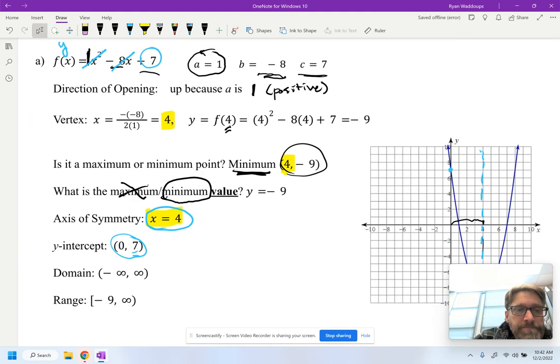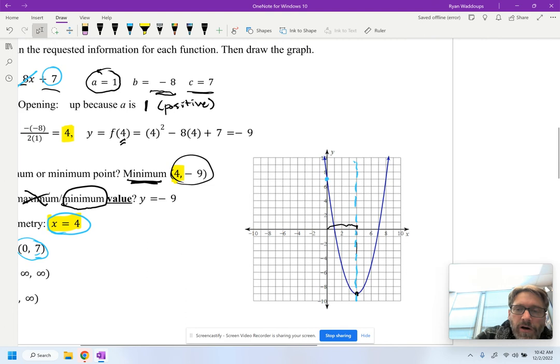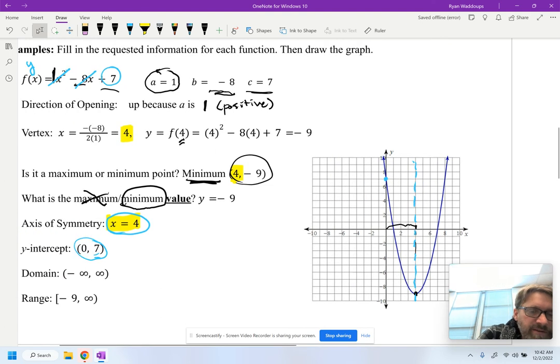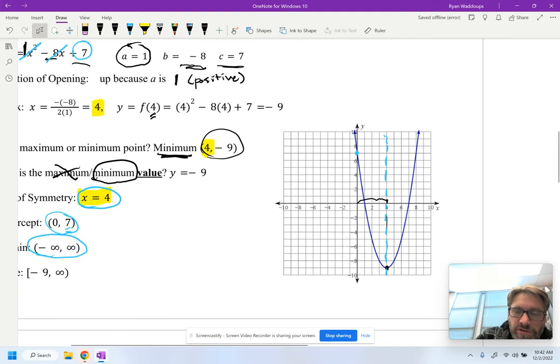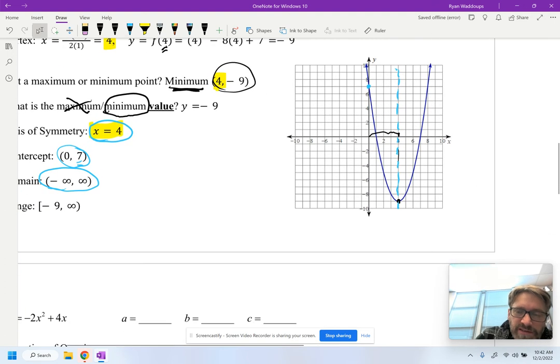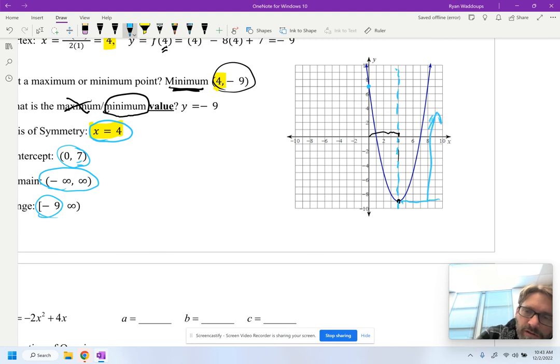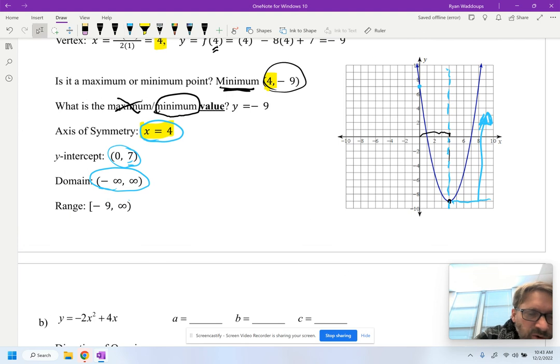And the domain of all quadratics is going to be from negative infinity to positive infinity. The range, because this is upward facing, starts down here at negative 9, and it goes up from there, all the way up to positive infinity. And so the range, or the set of y values, goes from negative 9 up to infinity.